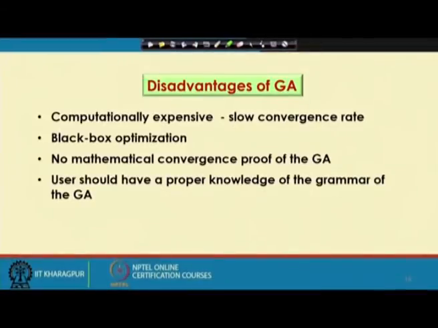And another thing I just want to put, which is very important, the user should know the grammar of GA, and unless he or she knows the grammar, he or she will not be able to set the GA parameters properly, and if the parameters are not set properly, there is no guarantee the GA will be able to hit the globally optimal solution. So, these are all disadvantages or the demerits of the genetic algorithm.